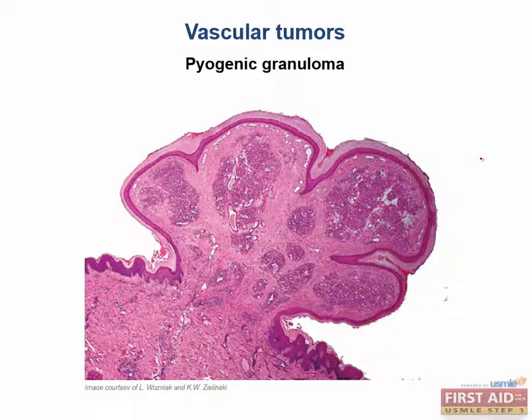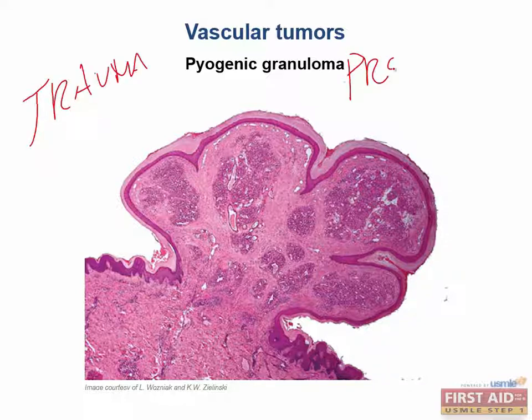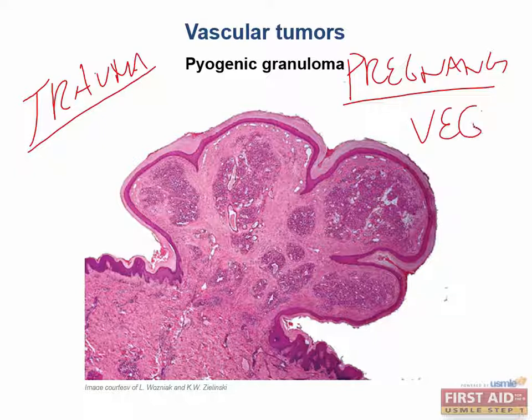A pyogenic granuloma is a type of capillary hemangioma that is stimulated by angiogenic factors. Angiogenic being increasing the growth of blood vessels. And this is usually due to an excessive response to trauma, and it can also be seen in pregnancy. You expect angiogenesis in both situations because in trauma, you need to repair capillaries, and in pregnancy, you need to make capillaries because the placenta is releasing tons of vascular endothelial growth factor for the placenta to be able to provide for the fetus.